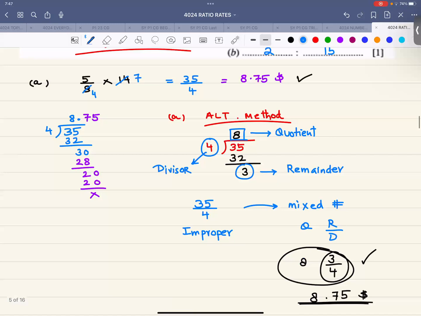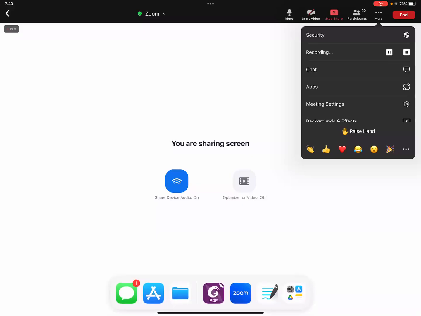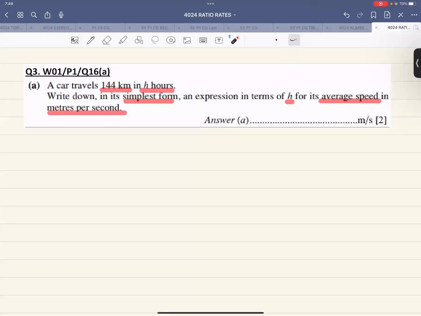Now let's continue. In this particular question, the examiner is specifically telling us what the examiner wants, and it's for 2 marks. First of all, the distance is given in kilometers, so that's 144 kilometers.